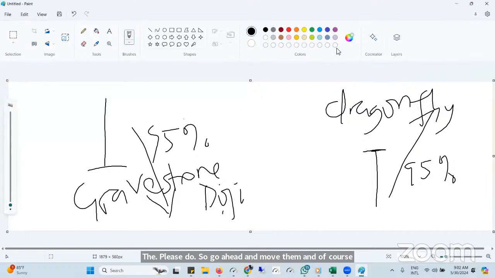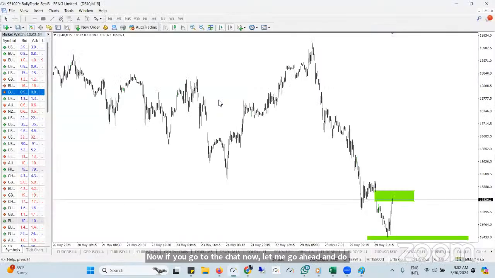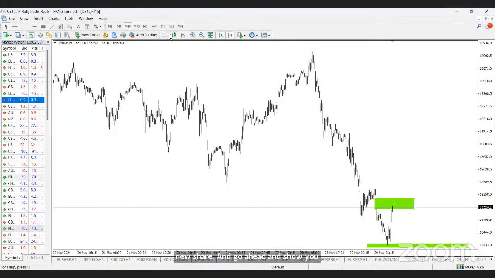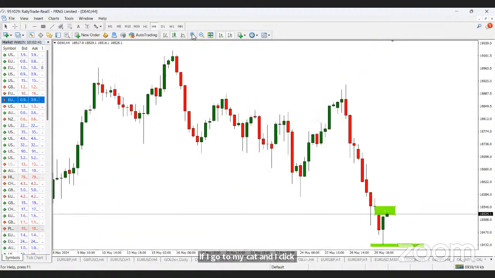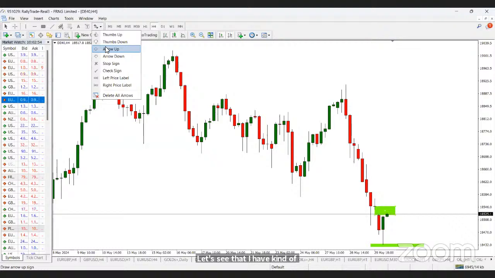Now, let me go ahead and do a new share and show you something. If I go to my chart and I click on H4, for example, and I zoom in, of course you can see already that we have something like this here. Let's say that I have an arrow, arrow down.